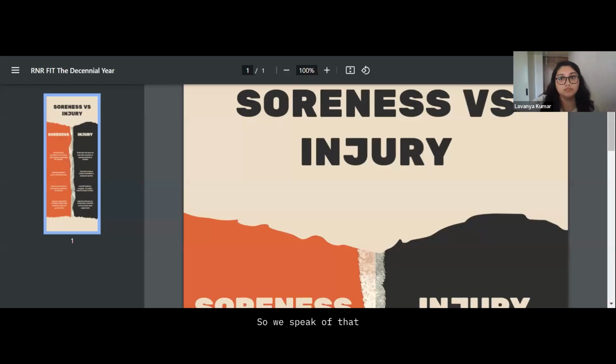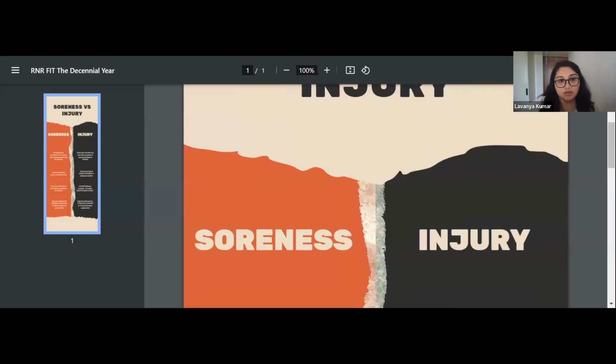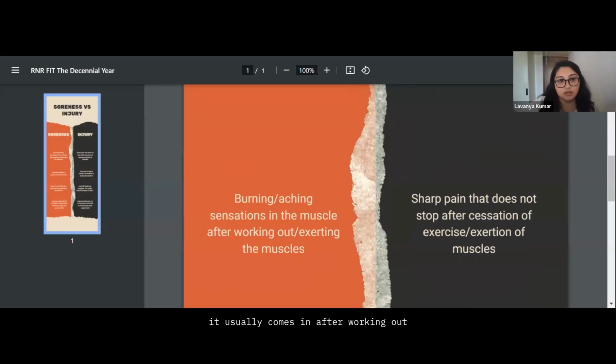So we speak of that, and now we speak of the soreness and the injury aspect. Simple topic here. If it is soreness, it usually comes in after working out, after any exertion that is being put by the muscles. So it will usually be present in the area that is being used to put the exertion. For example, if you're doing a simple squat exercise, then you will feel the soreness set in sometime in the quads area, in the glutes area, and to an extent sometimes in the hams area.